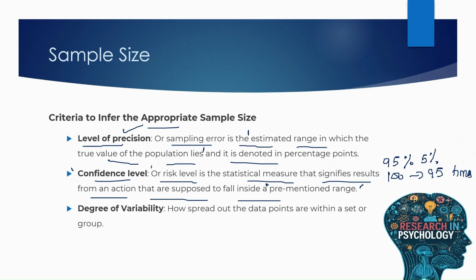And finally, we have the degree of variability. This means how spread out the data points are within a set or group. For example, if we have 10 values, what is the difference between each of these values? How far they are from each other, or how close each of those points are to each other. This is what is meant by how spread out the data points are within a set or group. All right.